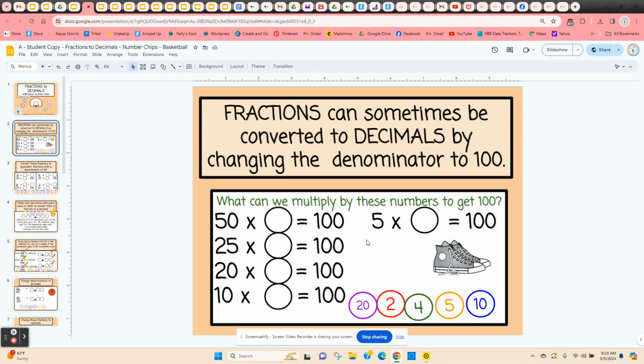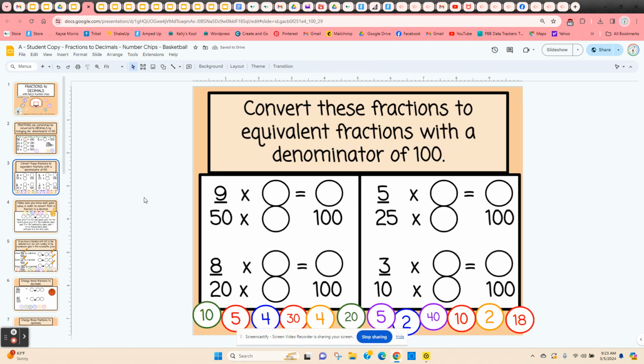So this walks them into the next step, which is to convert a fraction to an equivalent fraction with 100 in the denominator. So here we multiply 50 times 2, 25 times 4, and so on. The next slide, they are going to be converting these fractions to equivalent fractions. And every slide has every number the students need. So that if they get to the end of a slide and the numbers aren't working, they know they've made an error somewhere and they need to go back and check. So in that way, it's self-checking.